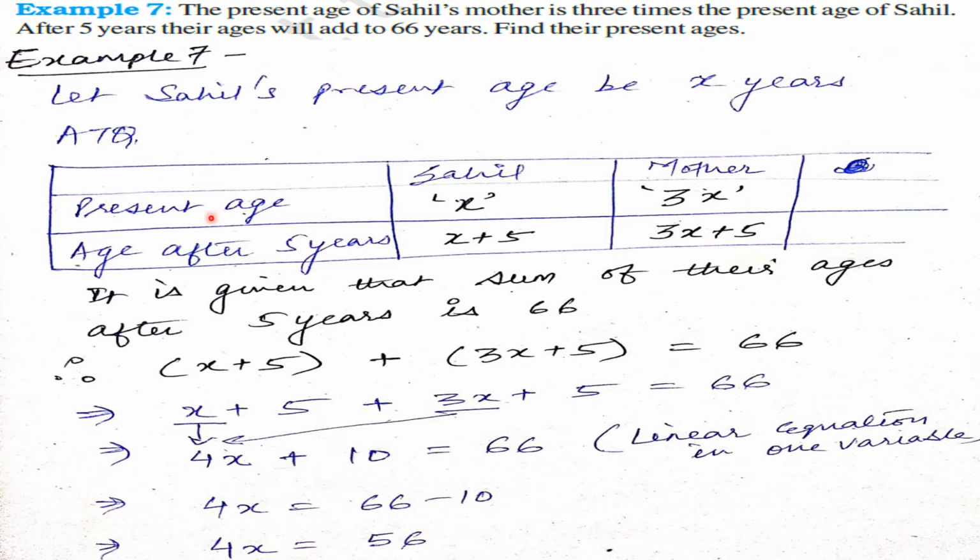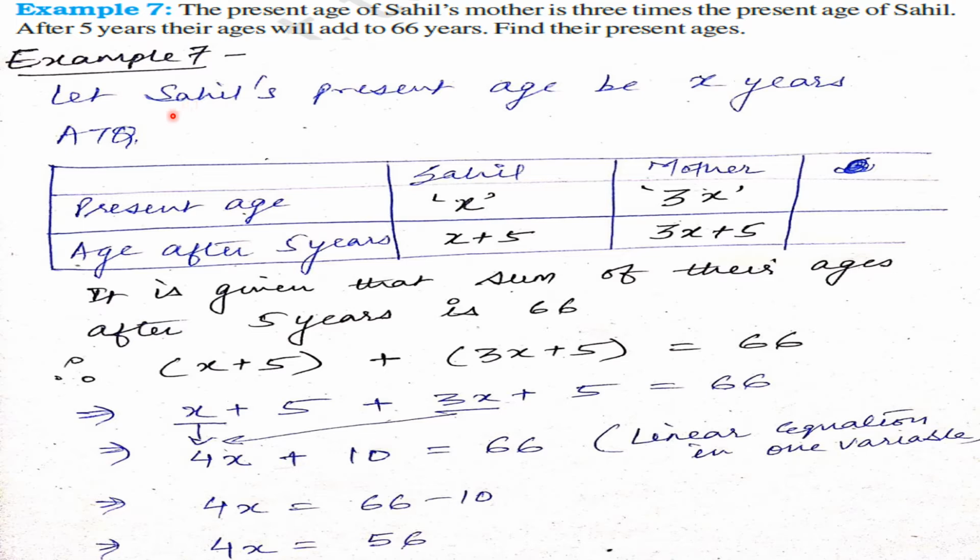So I have written over here in tabular form. Present age of Sahil is x years. So present age of mother is 3x. Now the question is saying after 5 years their ages will add to 66 years. Now first understand what you mean by after 5 years. Suppose your age is 12 years. Obviously, 5 years after, your age will be 12 plus 5, that is 17 years.